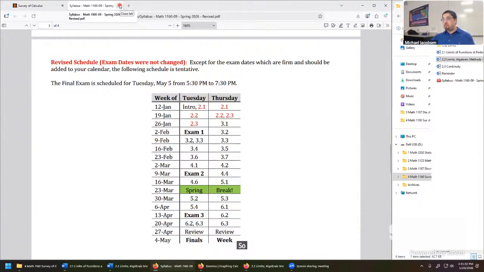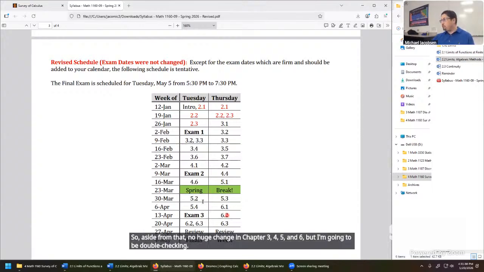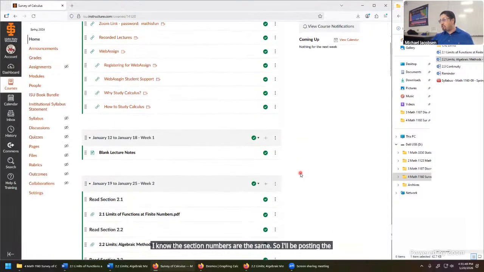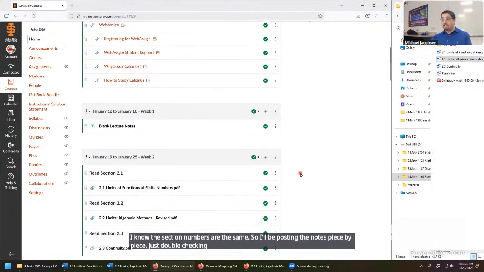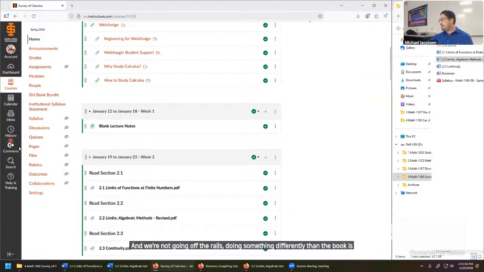Aside from that, no huge change in chapters 3, 4, 5, and 6, but I'm going to be double checking the new edition of the textbook before I release these notes, just to make sure they didn't make any big changes inside those sections. I know the section numbers are the same. So I'll be posting the notes piece by piece, just double checking we've got the right content, and we're not going off the rails, doing something differently than the book is doing.